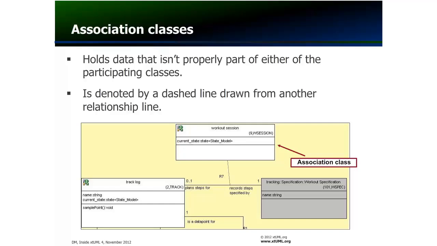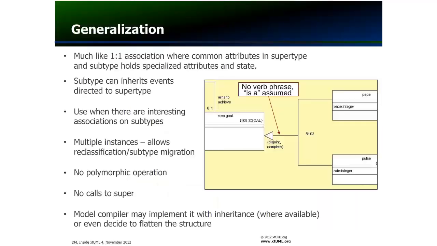Instances of an association class come into existence when the relationship is created. Later, when the participating classes are unrelated, the associated class is also destroyed. The generalization relationship contains properties that are similar to inheritance. It allows the modeler to select attributes common to subclasses and put this data into a superclass.